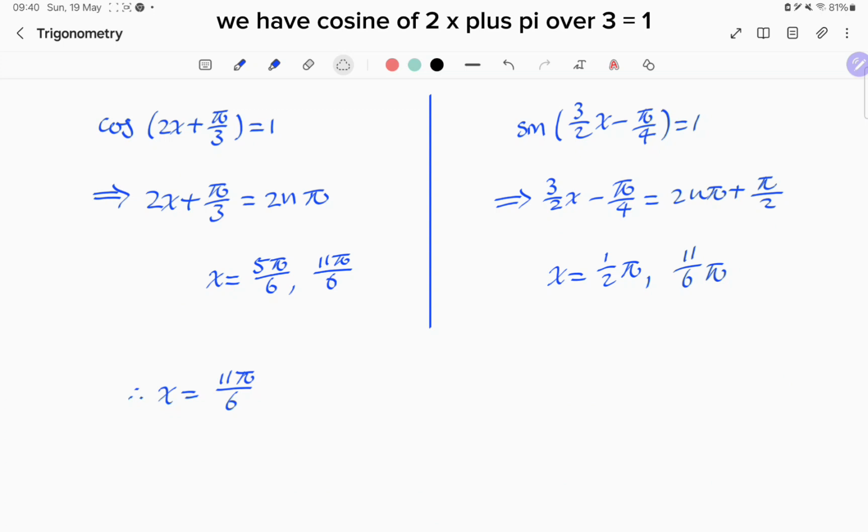We have cosine of (2x plus pi over 3) equals 1, and therefore 2x plus pi over 3 equals 2n pi. x is therefore equal to 5 pi over 6, or 11 pi over 6. On the right, we have sine of (3 over 2 x minus pi over 4) equals 1, and therefore 3 over 2 x minus pi over 4 equals 2n pi plus pi over 2. We therefore have x equals half pi, or 11 over 6 pi.